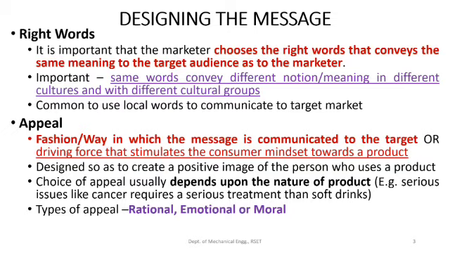For example, if you are communicating a message about serious issues or products which are known solutions for serious issues like cancer, such as a drug that can be used for controlling cancer, then such a message requires a more serious treatment than what is required for a soft drink. There are three kinds of appeals: rational, emotional, and moral. We'll see what the different kinds of appeals are in the next slide.